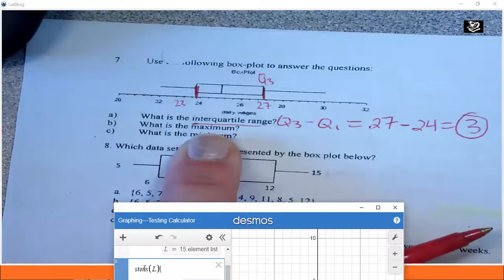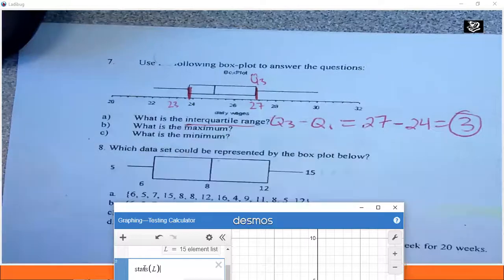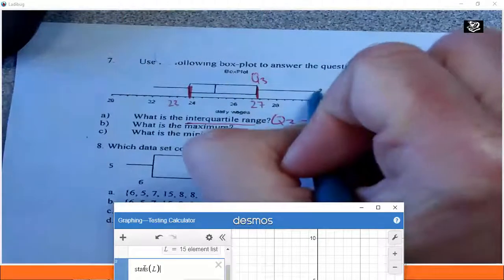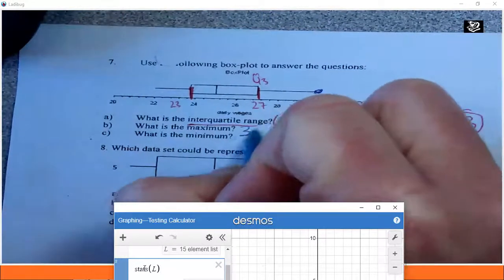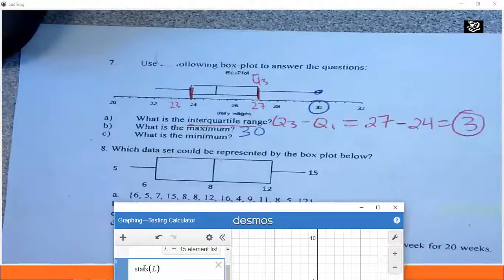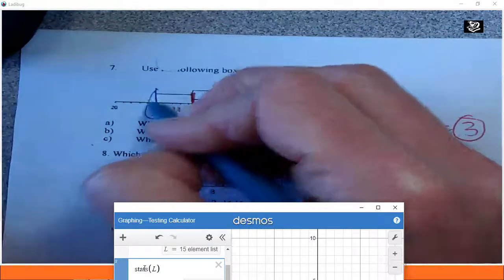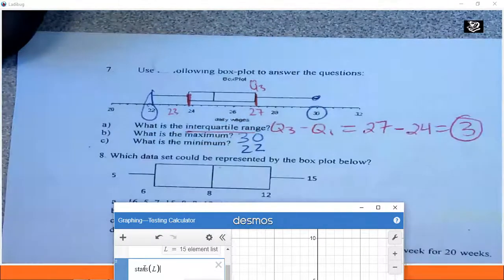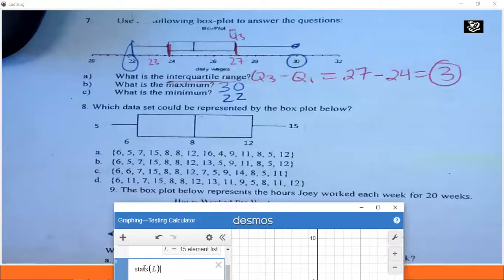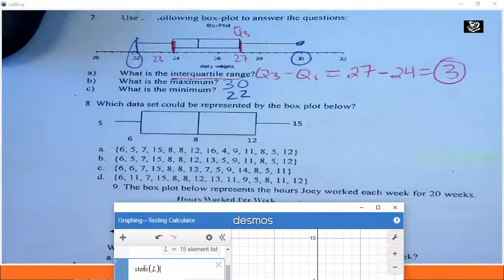Janaya, what's the maximum? Very good. The maximum is there at 30. Mason, what about the minimum? Good. 22 is your minimum. Number 8, which data set could be represented by the box plot below?